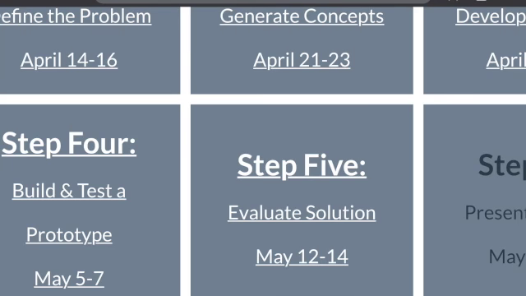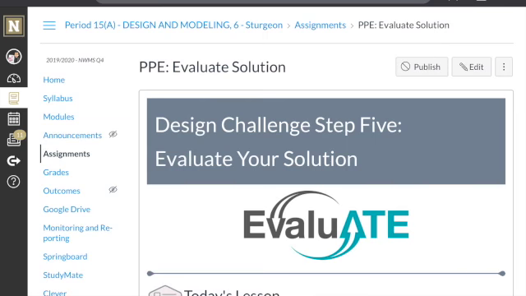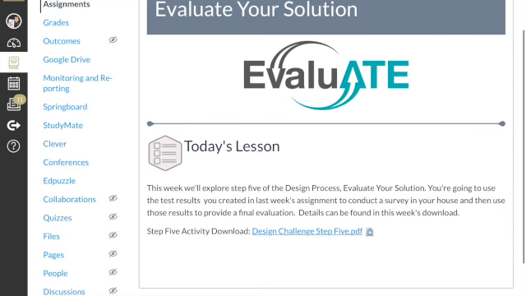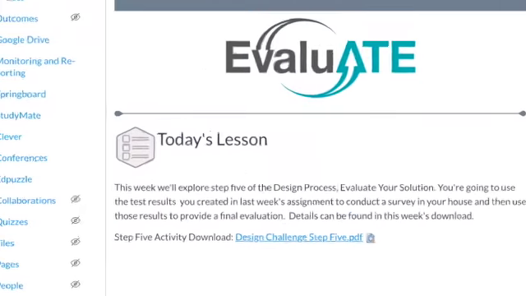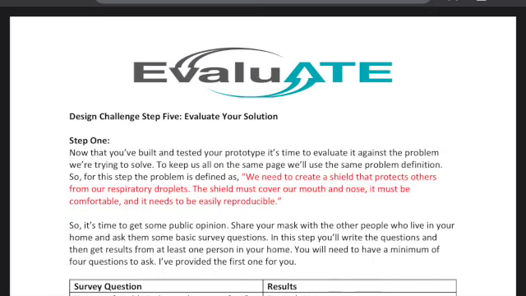It's going quick. So we're going to open up design step number 5, which is called evaluate the solution. And when we get to evaluate the solution, you can kind of see we're going to get some test results for some people. We're going to do a little survey this week. So you're going to open up this design challenge step 5 PDF, and I've already got that opened here.